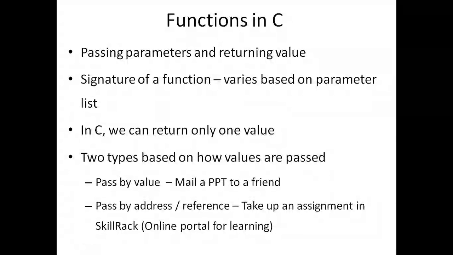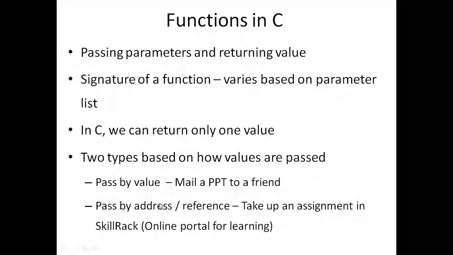As we have signatures for identifying humans, there is a signature for functions also. It is used for identifying the function. In C, we can only return one value. Unlike Python, it is not possible to return more than one value, right? And basically, there are 2 mechanisms of passing values in C. One is called pass by value and another one is called pass by address.